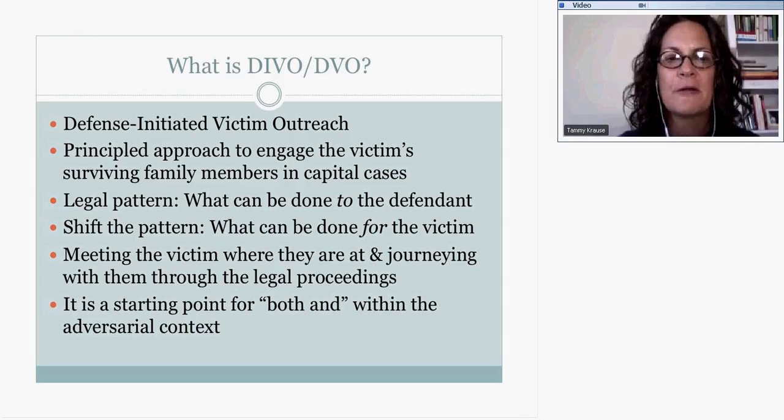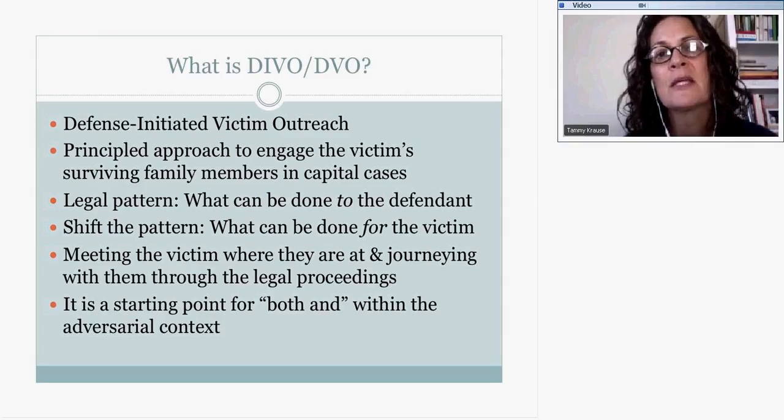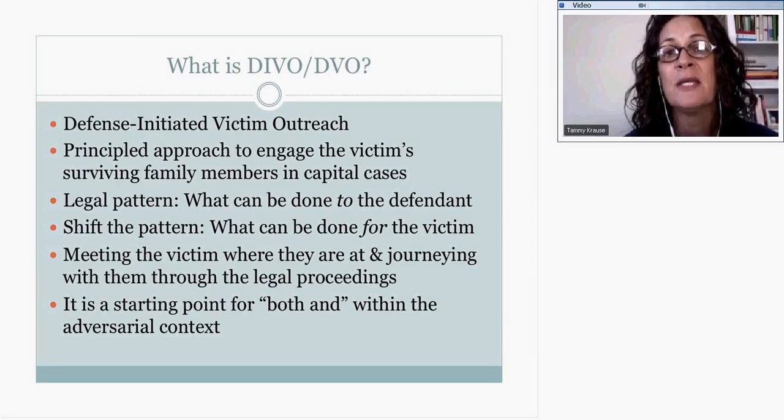And so the very beginning stages of DIVO was about the starting point of the both and within this adversarial context. The both and is on many levels. It's that the defense team can be concerned about both their client and the victim. It also means that the victim can be engaged and should be engaged with both the prosecution and the defense. And the reason for that is because both legal teams have access to information that's vital to the victim, but doesn't have the information that the other teams have, or it's not maybe in their interest as legal teams to share that information with the victims.